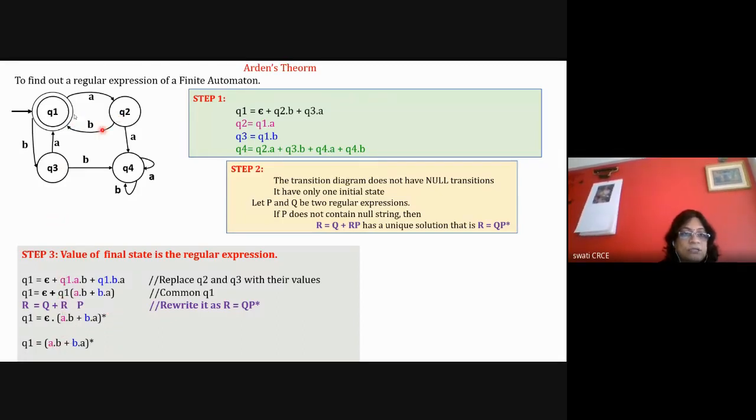This diagram's regular expression is either AB or BA, and the bracket repeated any number of times. Even without Arden's theorem, sometimes for simple problems you can find the regular expression directly.